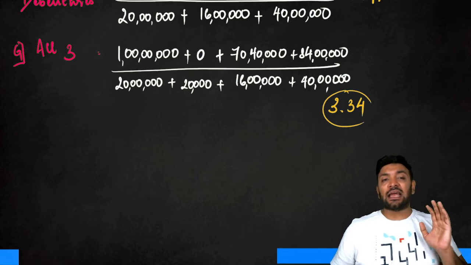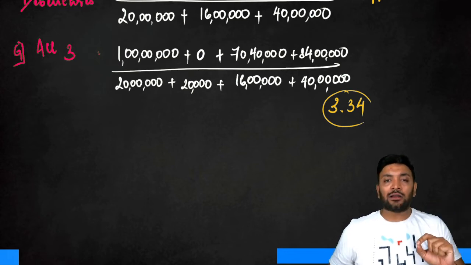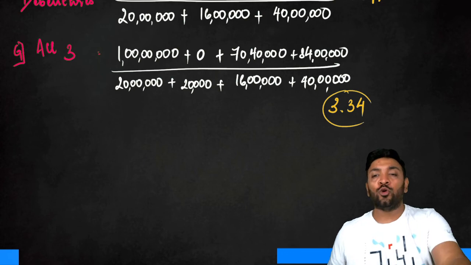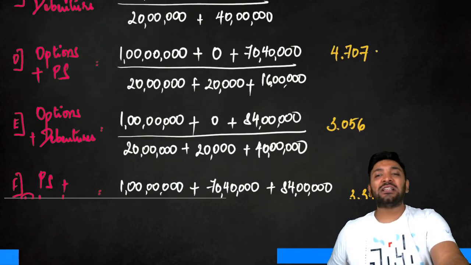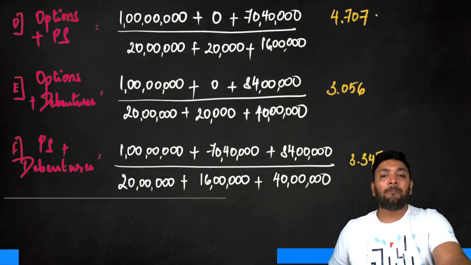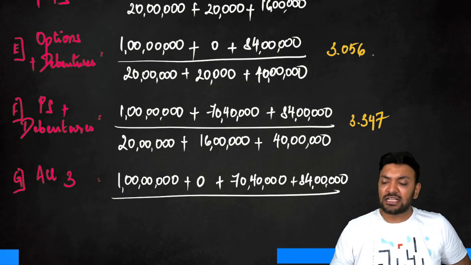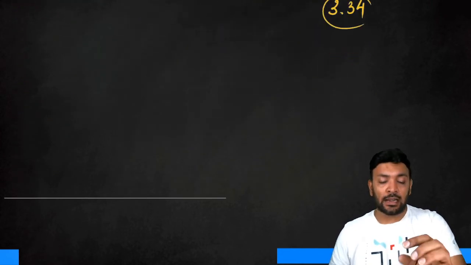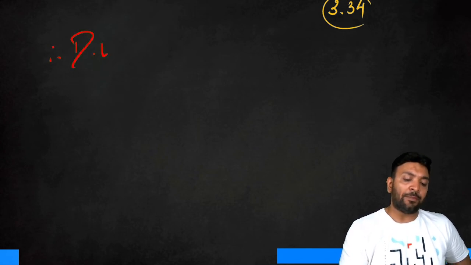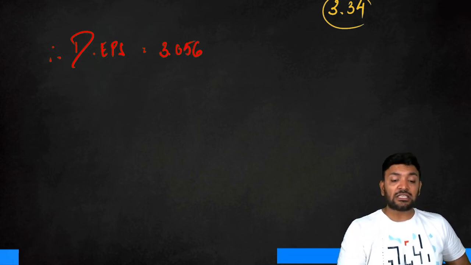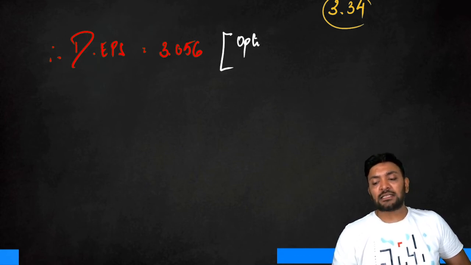Now when I told you that there are seven possible cases, if anyone has thought that all three together is definitely the most dilutive, or the diluted EPS to be reported, let me tell you, go up above and check. Is that the least EPS? 4.95, not the least. There is 3.067, but there is 3.056. This 3.056 is the least of EPS which should be reported as diluted EPS. Therefore, the EPS is equal to 3.056. This emerged in the case of options plus debentures together.